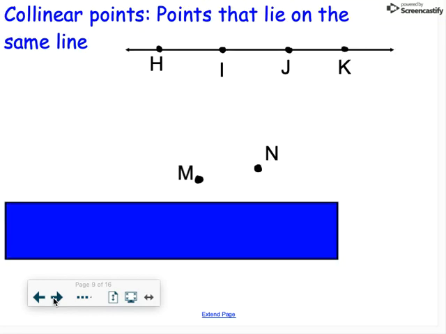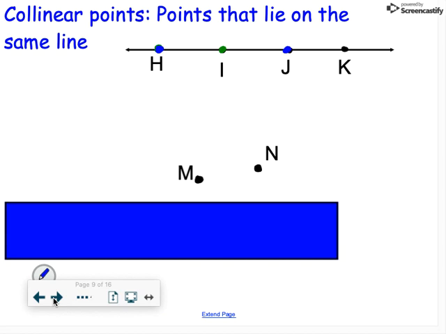Our next term here is collinear points. We have to think about that co part when we think about what collinear means. When you think about a pilot and you have a co-pilot, that's somebody who is in the same plane as them, flying that same plane. Collinear is saying points that are on the same line. So if we look at this, collinear points would be I and H, or you could say J and H.